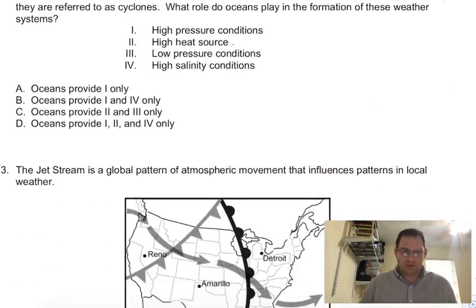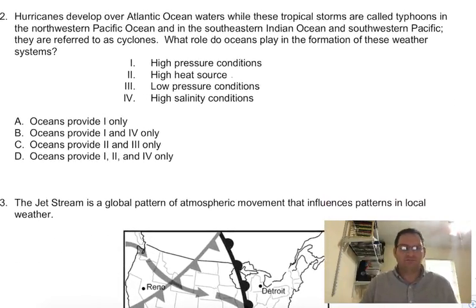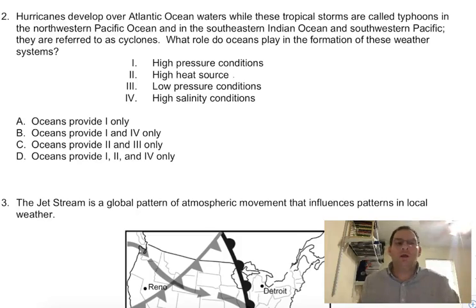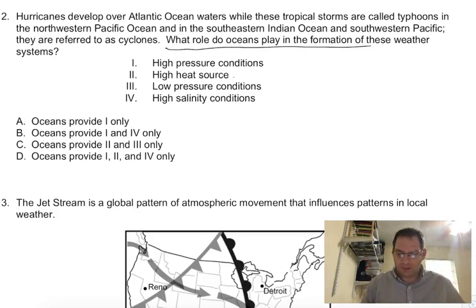Let's go to question number 2. Hurricanes develop over the Atlantic Ocean waters, while these tropical storms are called typhoons in the northwestern Pacific Ocean and the southeastern Indian Ocean and southwestern Pacific. These are referred to as cyclones. What role do oceans play in the formation of those weather systems? So it's asking us, what role do oceans play in the formation of these weather systems?